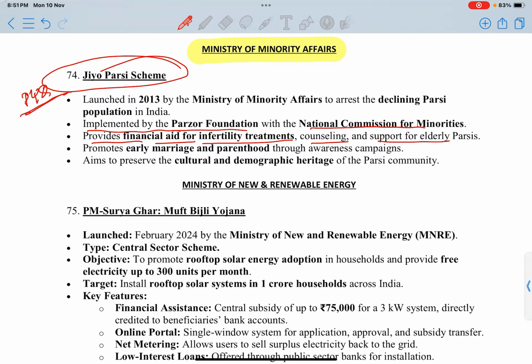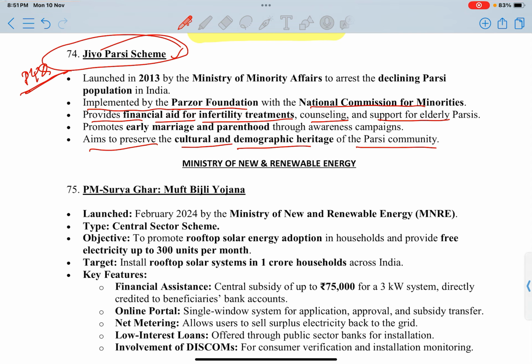See, in India, there is a community called Parsi, and the population of the Parsi community is declining day by day. So, to increase the population of the Parsi community, this scheme has been brought up. The main aim of this scheme is to increase the population of Parsi people in India. It aims to preserve the cultural and demographic heritage of the Parsi community.